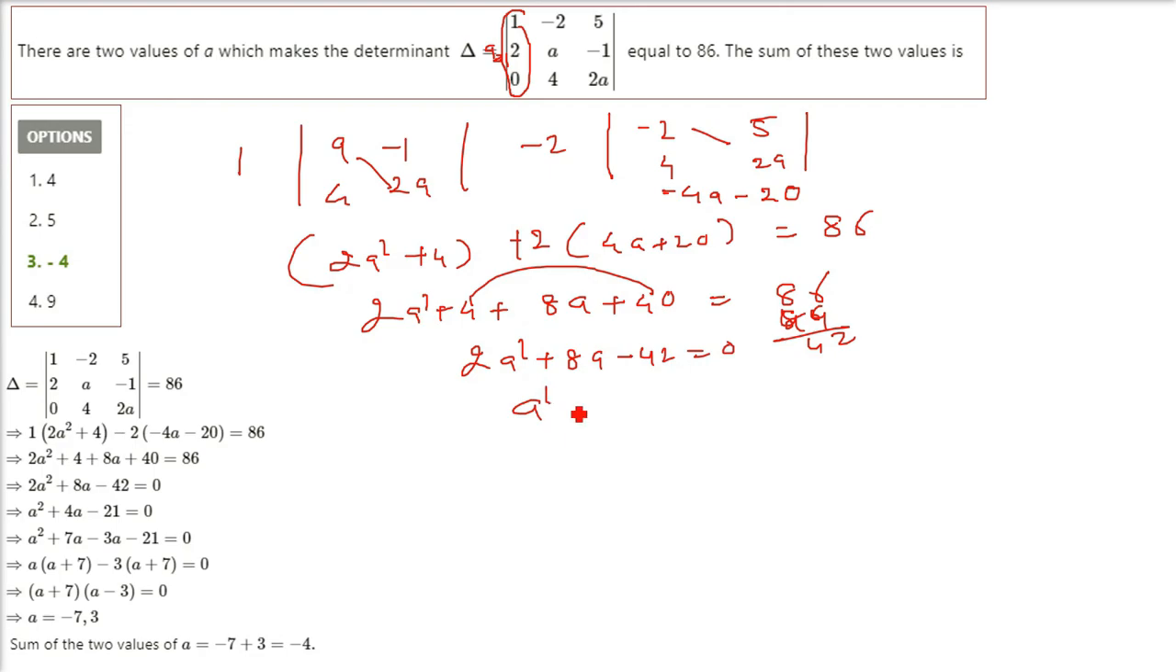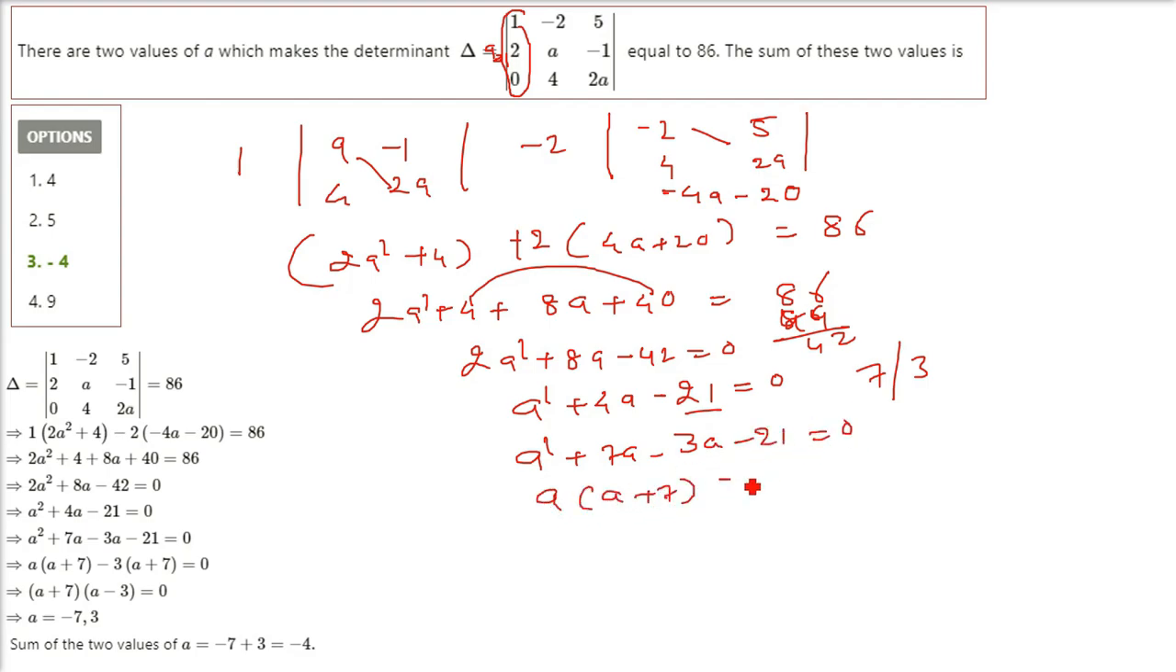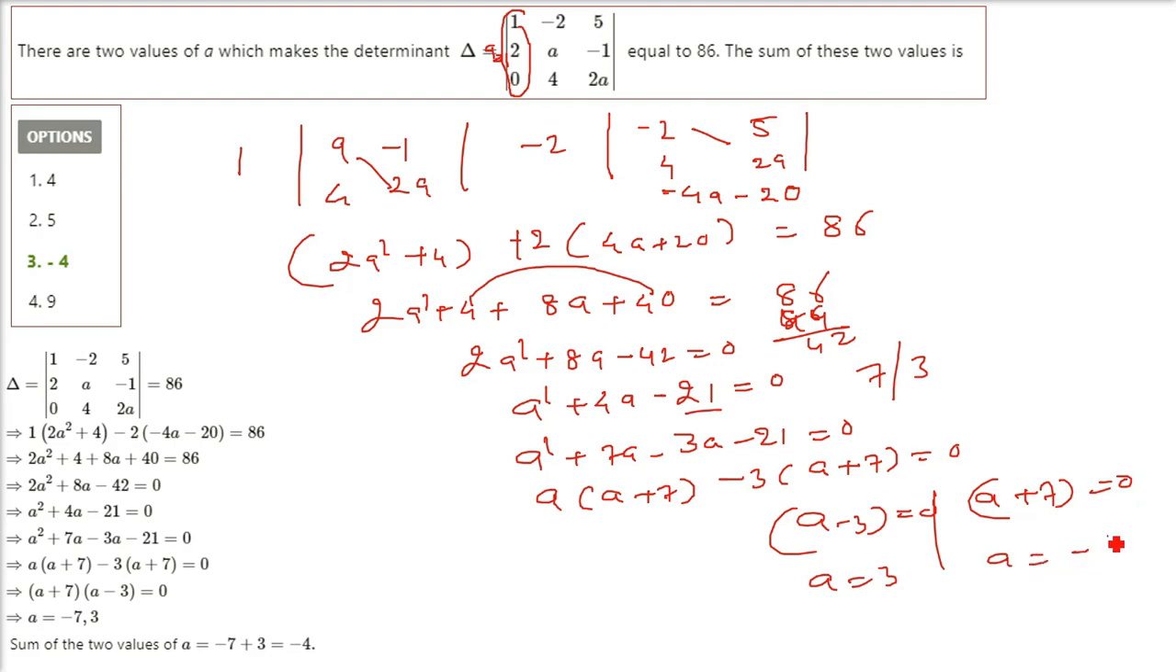You can divide by 2 or take 2 common. a square plus 4a minus 21 equals 0. 7 3s are 21, so we'll use 7 and 3. a square plus 7a minus 3a minus 21 equals 0. a you can take common: a plus 7 minus 3, a plus 7 equals 0. So a minus 3, a plus 7. This is going to be your result: a equals 3 and a equals minus 7. Okay, so what is the sum? 3 minus 7, of course, minus 4 is what you are going to get.